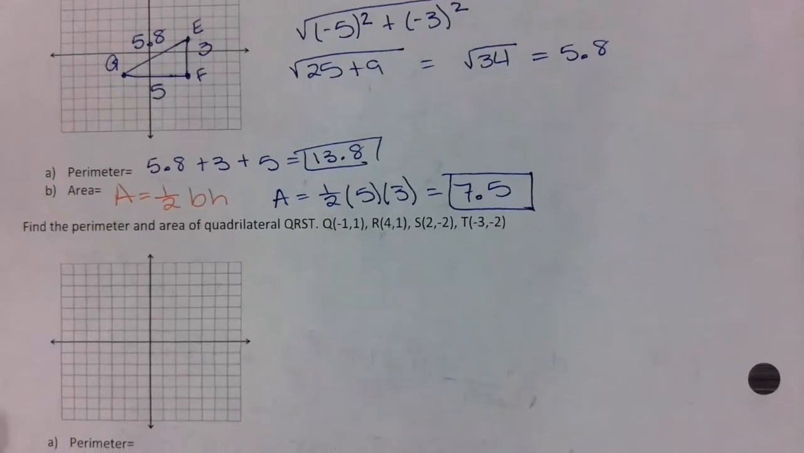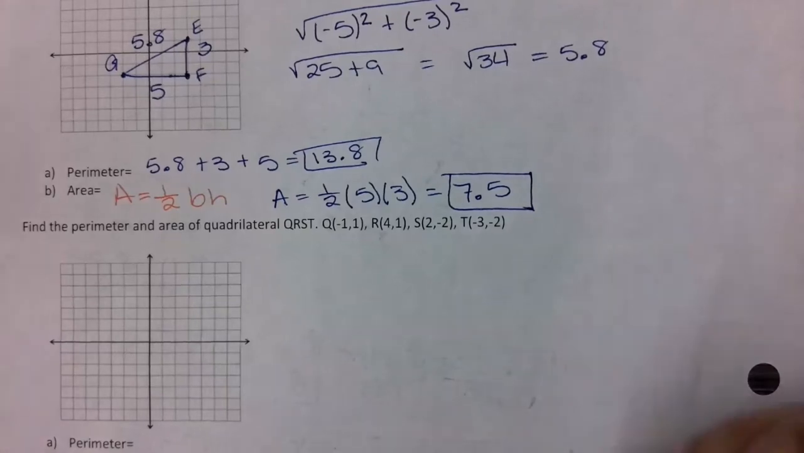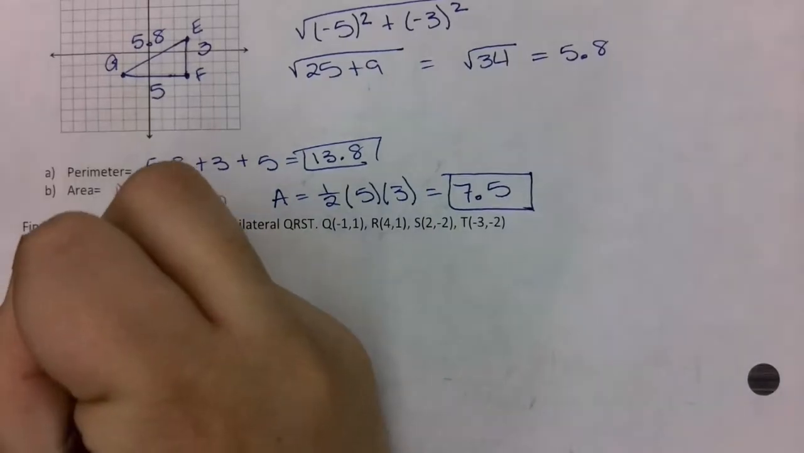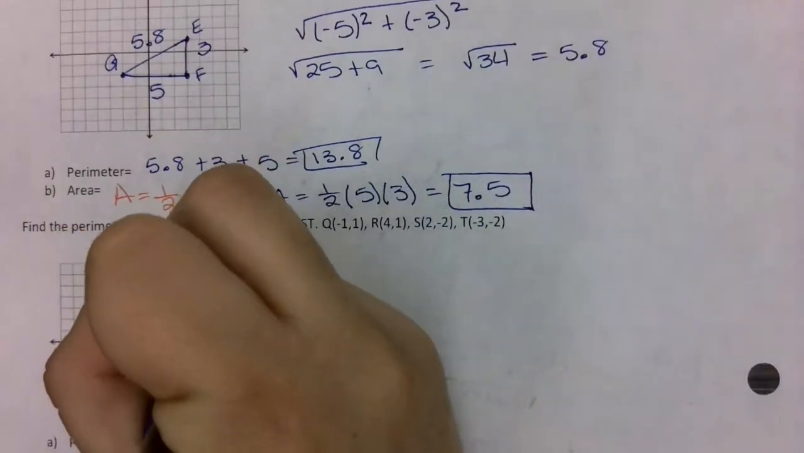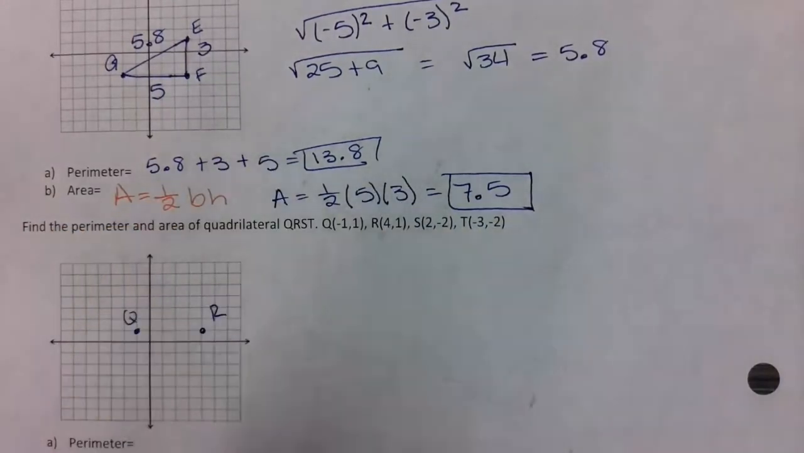Okay, can I move on to the third one? I want to plot the points. -1, 1. 4, 1. I've only plotted 2 points.